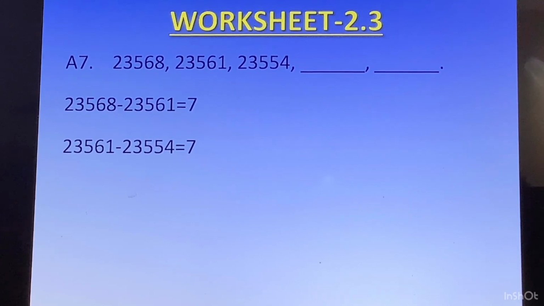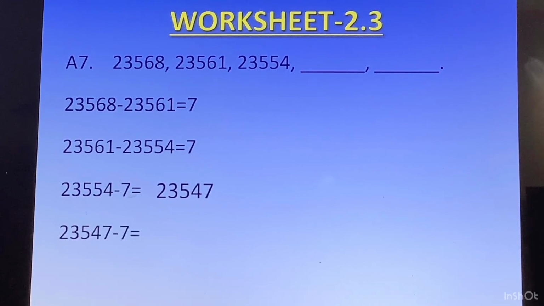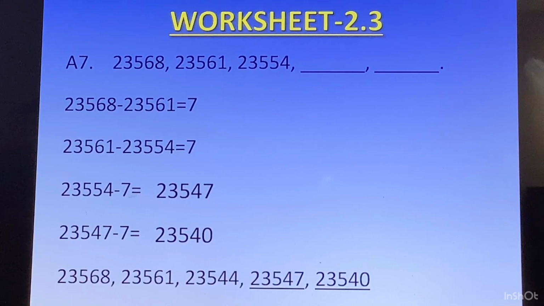Now we will subtract 7 from 23554, and we get 23547. Now to get the next number, we will again subtract 7 from 23547 and we will get 23540. This completes our pattern.